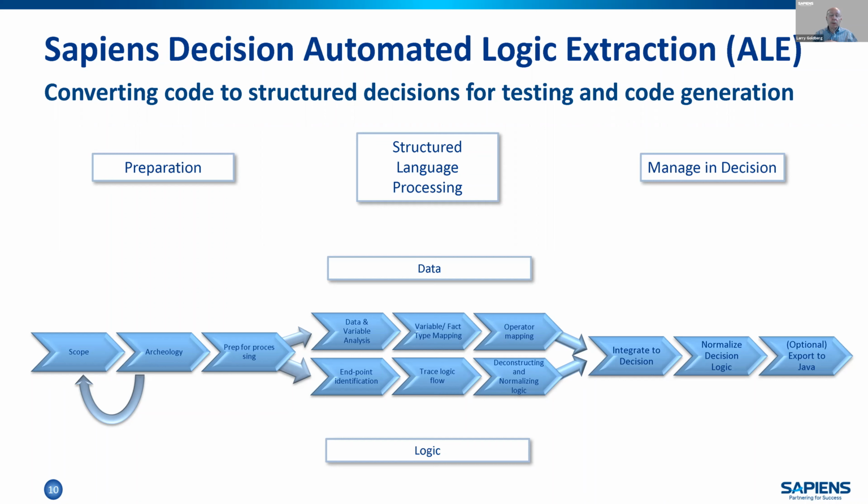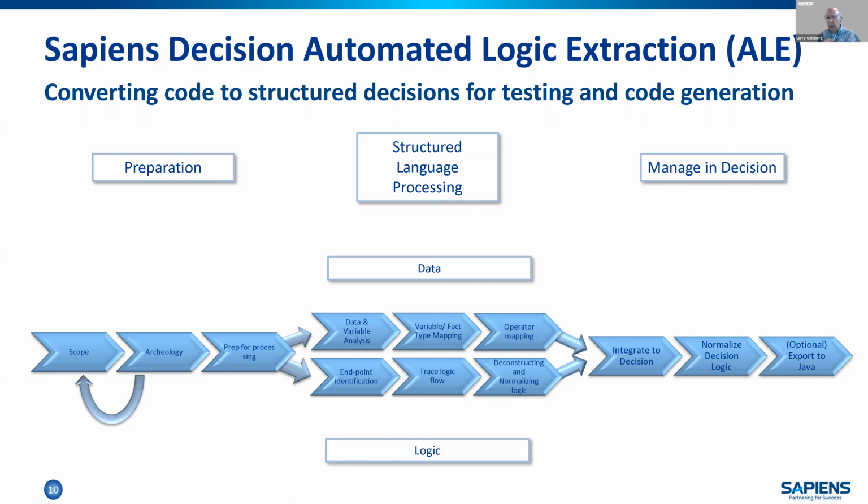We're able to derive some business-friendly terms, but to date, most of our projects have been accompanied by a lot of work by people helping us map variables to business-friendly terms and mapping operators to operators that we recognize or that we standardize on. At the same time, there's a logic flow of work where we actually are doing this endpoint identification, tracing the flow, deconstructing and normalizing the logic.